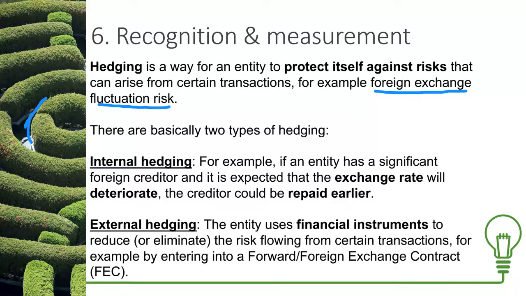So, for example, let's place that into some sort of context. Let's say you've got a creditor and you can see that in the future the exchange rate is going to go up, meaning it's going to cost you more rands to pay that creditor off. What you could do is pay the creditor off today, at the lower rate, and then prevent yourself from incurring a loss in the future. So that's internal hedging, and vice versa as well.